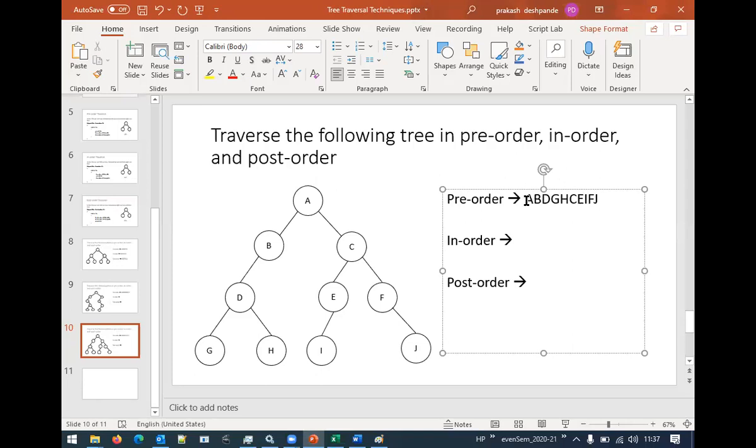Online students, did you get the same answer for pre-order? One of you can confirm. Yes, sir. Okay. What about in order? First is G, D, H, B, A, I, E, C. After E, it is C. Then F and then J.